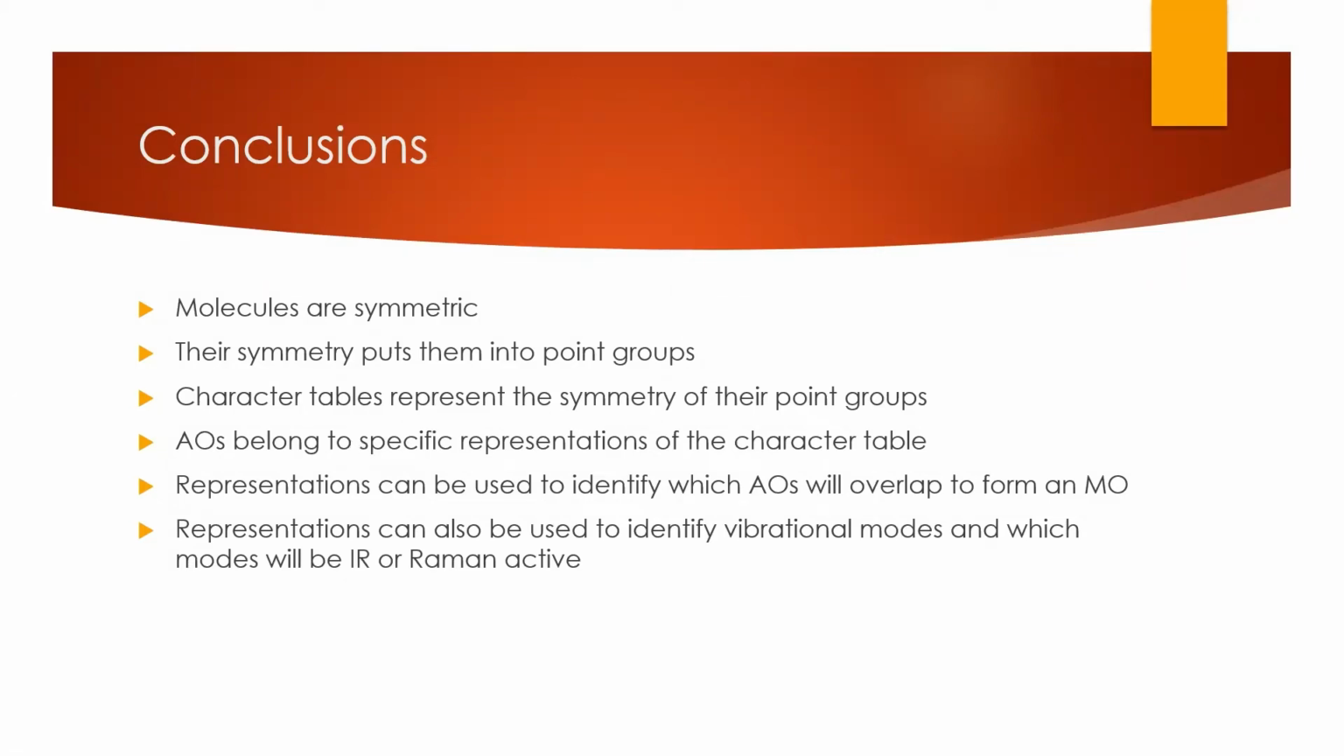This is denoted by things like x, y, z, xz, z squared, and so forth. And we can use representations to figure out, like we talked about today, what the vibrational modes are and which we expect to be IR or Raman active. And we can also use them to figure out which atomic orbitals would combine to make molecular orbitals. And all of this shows us that symmetry is a very useful thing, and it allows us to group molecules together into having similar types of symmetry.